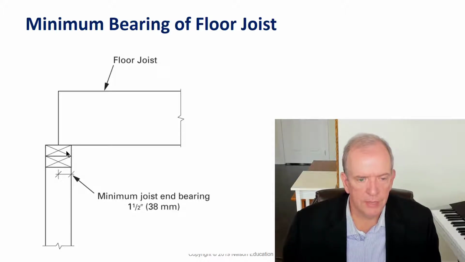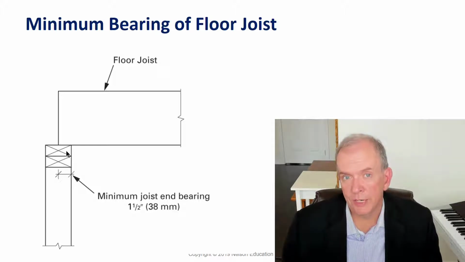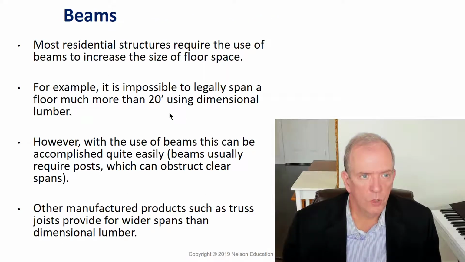All right. So that's the minimum bearing, unless you're using joist hangers, etc. So we have joists. We also have beams, and dimensional lumber is limited by its strength. That's probably the Achilles heel of dimensional lumber. It's limited in span by strength. Its other Achilles heel is shrinkage. So when we talk about engineered lumber, you'll see some of the advantages there.